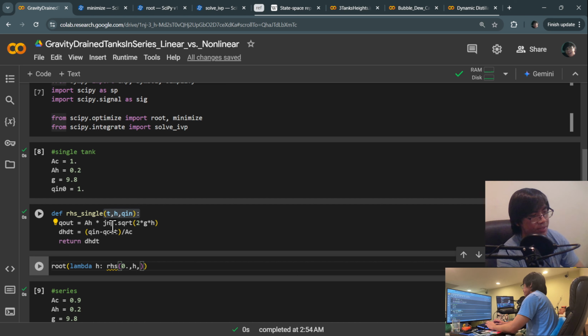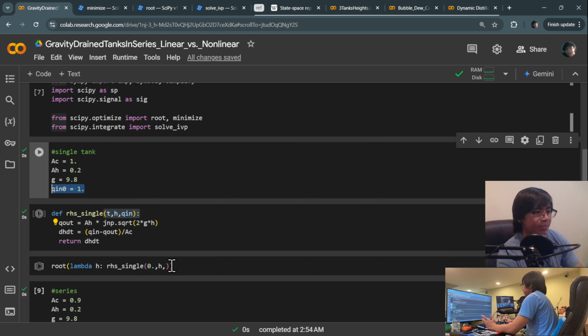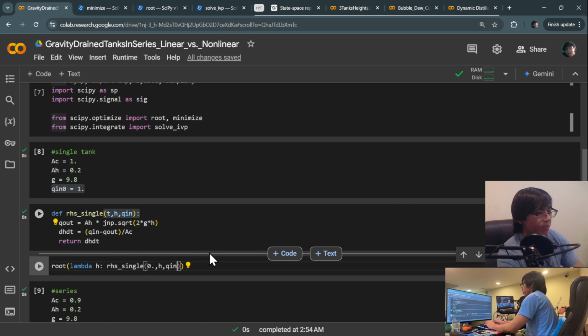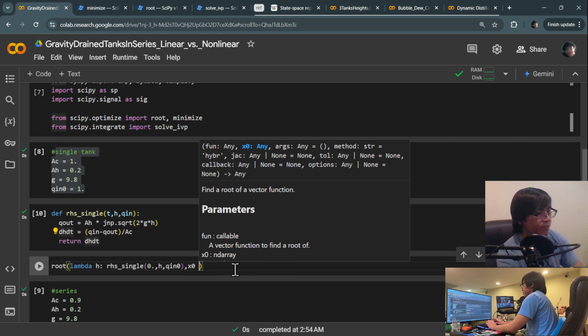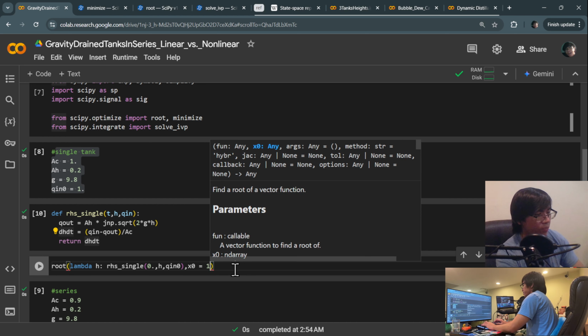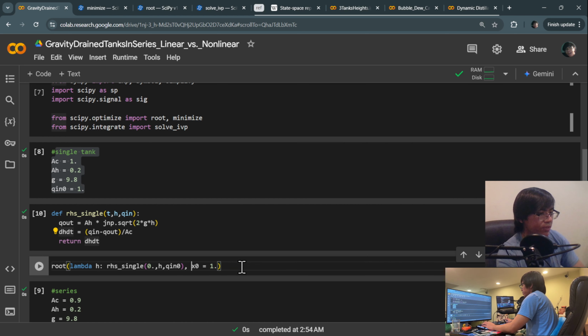So 0 for time, since we don't really care about time. Height, I keep it as a variable since I still want to solve it. And I should say this is the single one. Height, since that's what we're solving for, and Qn. So we have an initial steady state value for that provided already. Again, these are all pretty arbitrary. I think I'm taking these straight from class, so if you're curious where that comes from. And then I believe we needed a guess, right? Yeah, x0. So I'm gonna give it a guess of say 1, and hopefully this should converge.